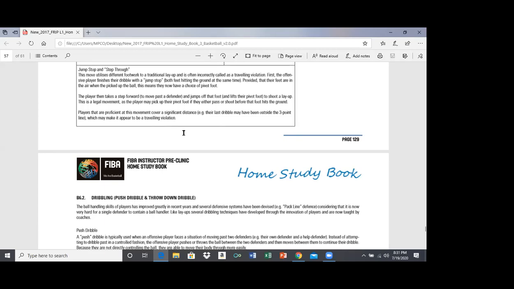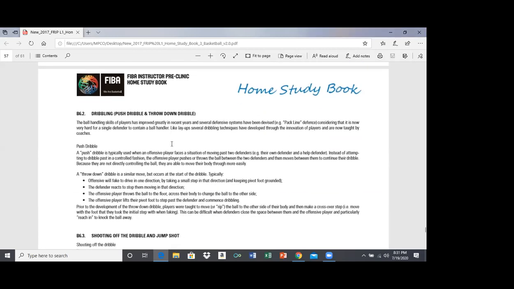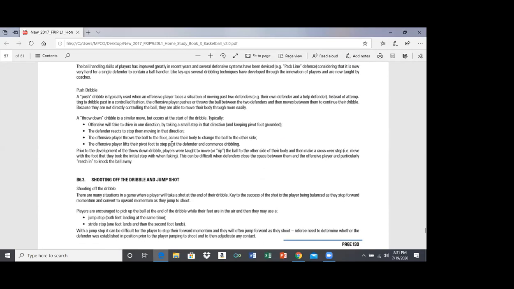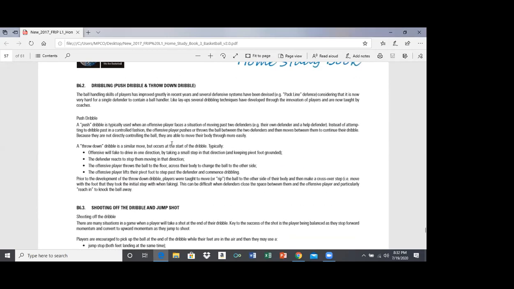Dribble, push dribble, or throw down dribble. The ball handling skills of players have improved greatly in recent years, and several defensive systems have been devised. Example, playing defense. Considering that it is now very hard for a single defender to contain a ball handler, like layups, several dribbling techniques have developed through the innovation of players and are now taught by coaches.